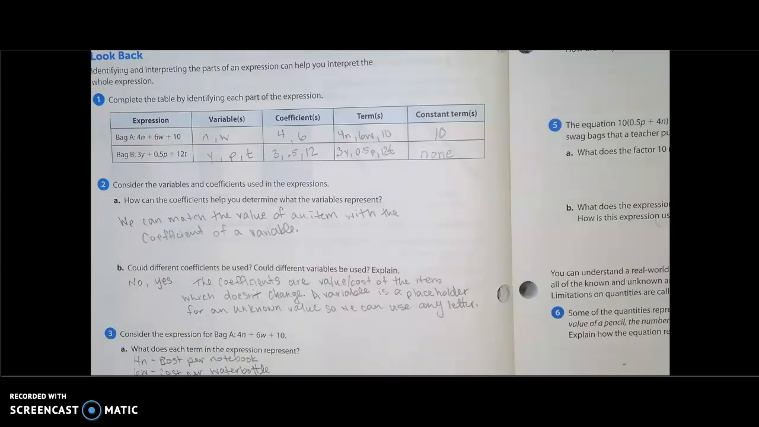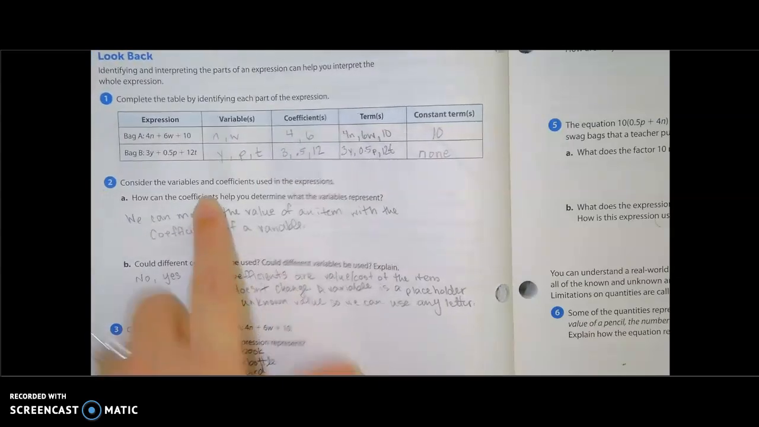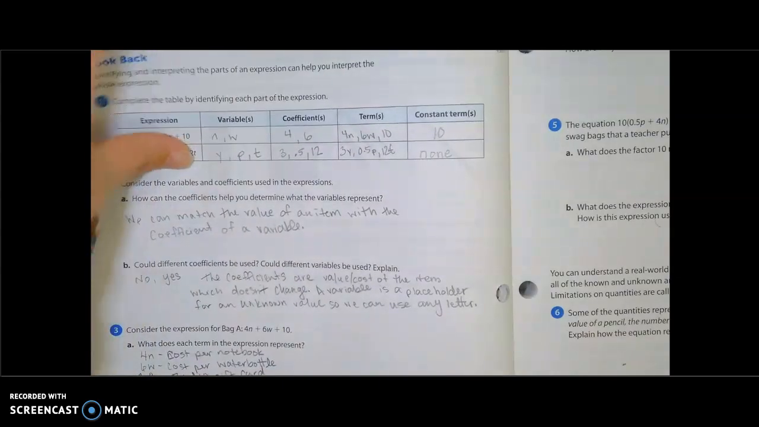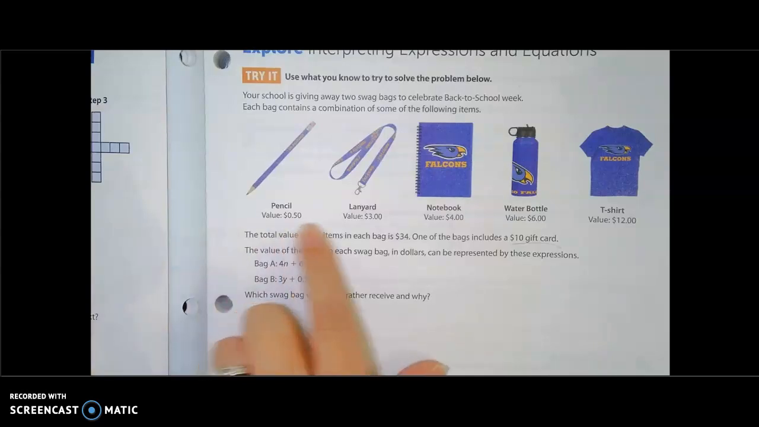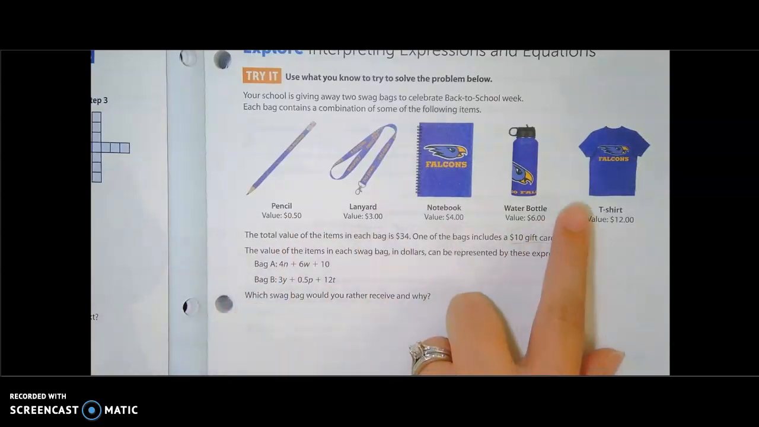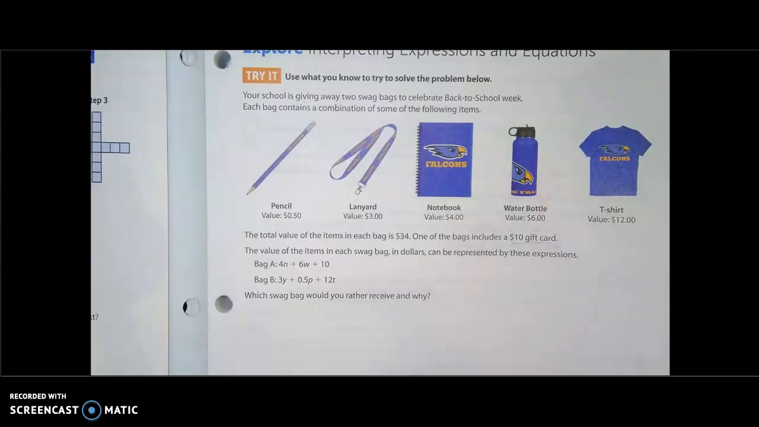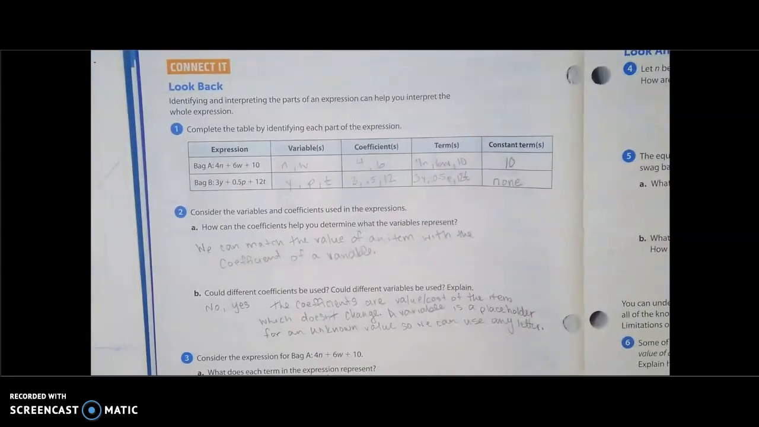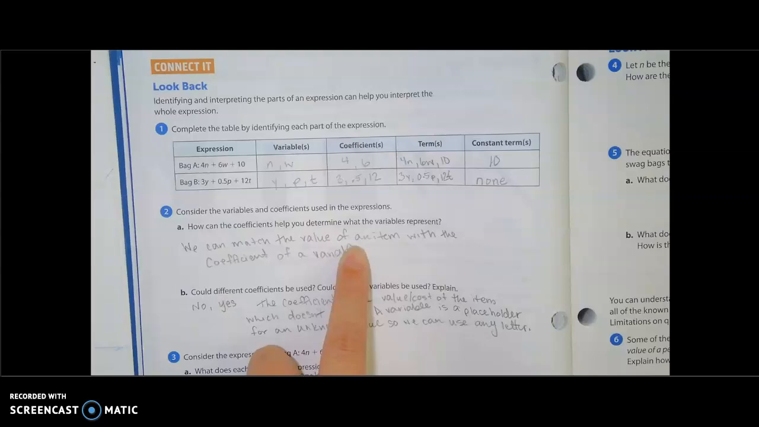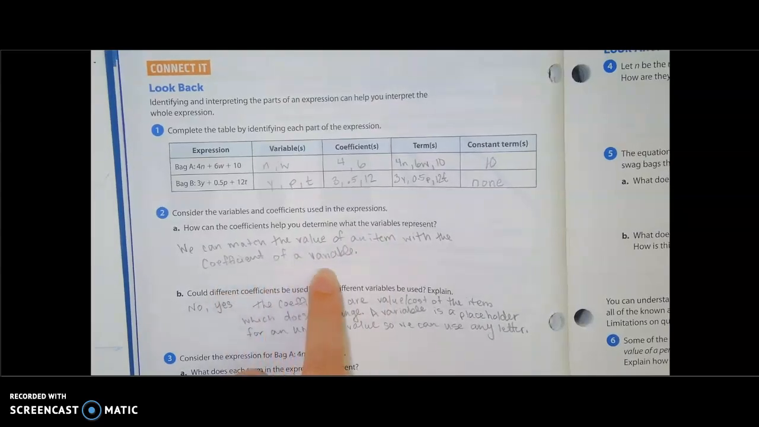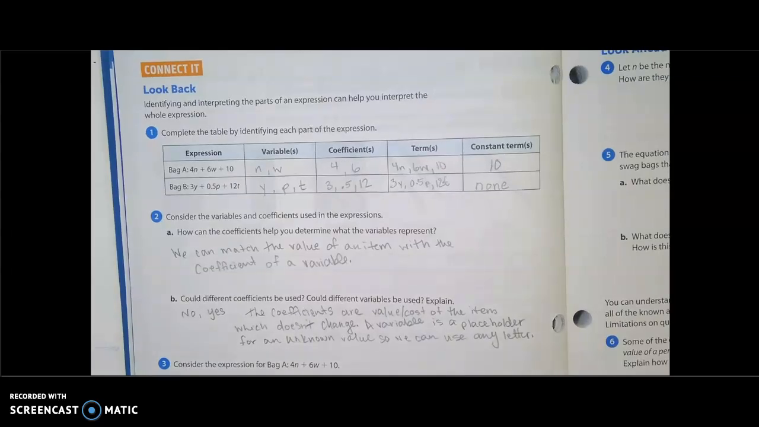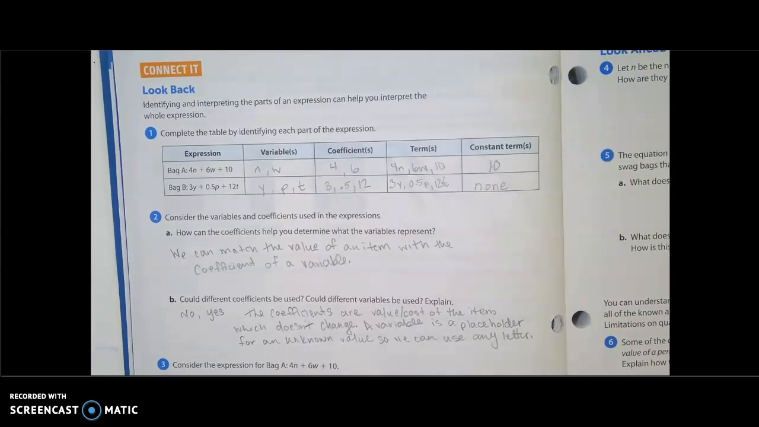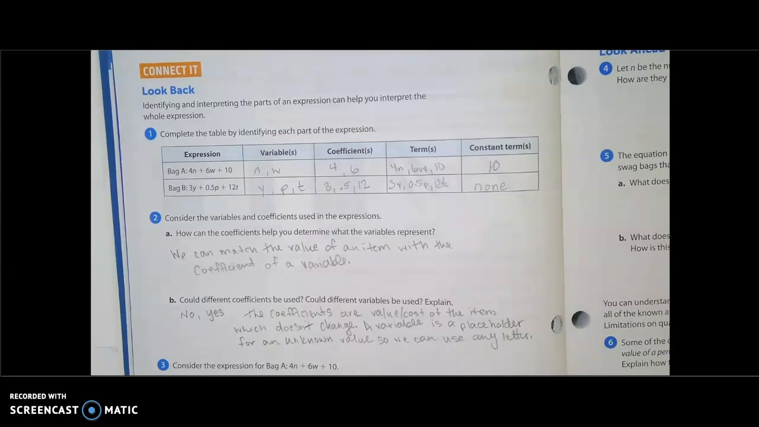When we get to question 2, it asks, how can the coefficients help you determine what the variables represent? When we went back to the swag bags, the coefficient told me the price of the item. So we can match the value of an item with the coefficient of a variable. Then I would know what the variable represented because I match its coefficient with the value of the item.